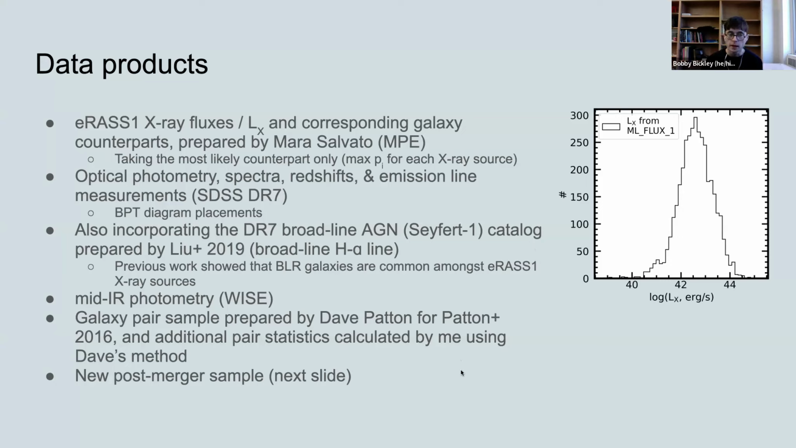We also use mid-infrared photometry from the WISE space mission, and we do this to look for dust reddening in dust obscured AGN. So when you have a lot of dust in front of a supermassive black hole that's actively accreting, the ionizing radiation from the accretion disk is absorbed by the dust and then re-emitted at a longer wavelength such that it has a redder color in the mid-infrared. So we can take advantage of this.